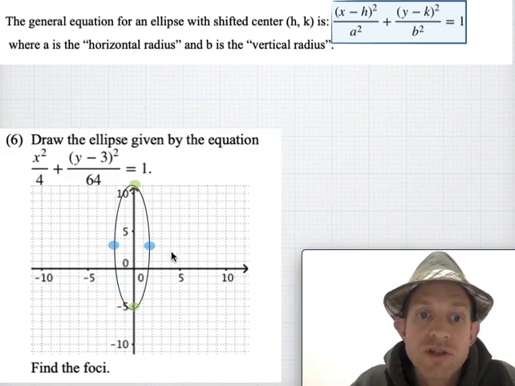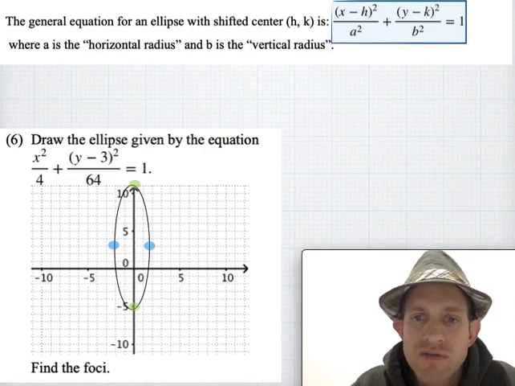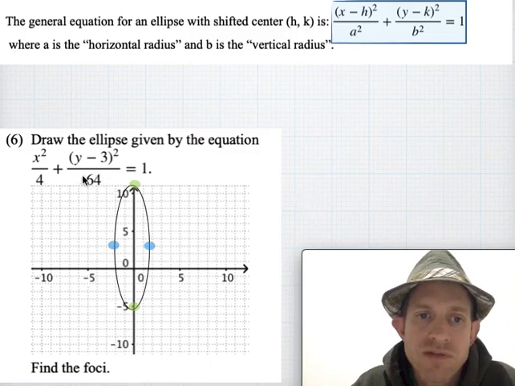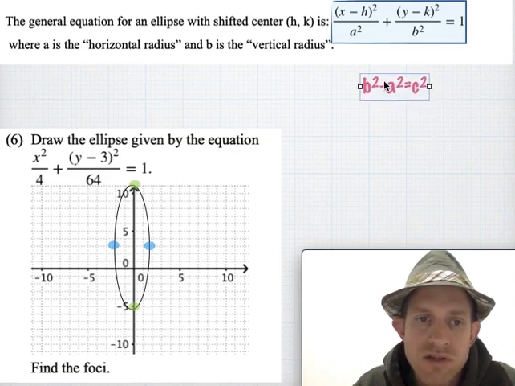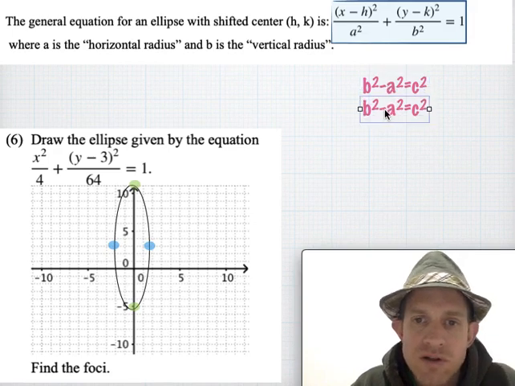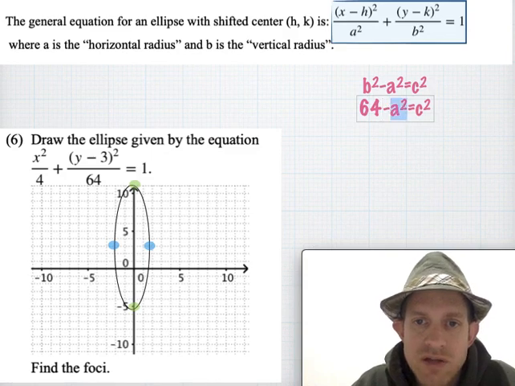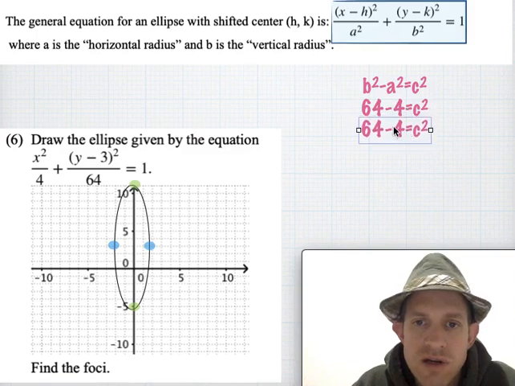This time it's definitely taller than it is wide. And so I can tell you that the focus points are definitely up or down from the center. And so to find that, we need to use a squared minus b squared equals c squared. Or in this case, b squared minus a squared equals c squared, because the b squared value is bigger. So b squared was the 64, a squared was 4, and so if I subtract those, I get 60.